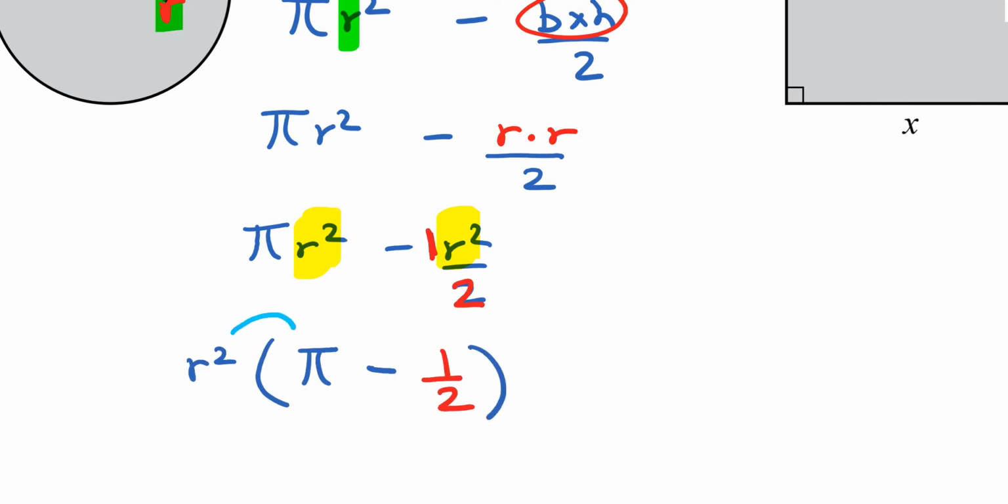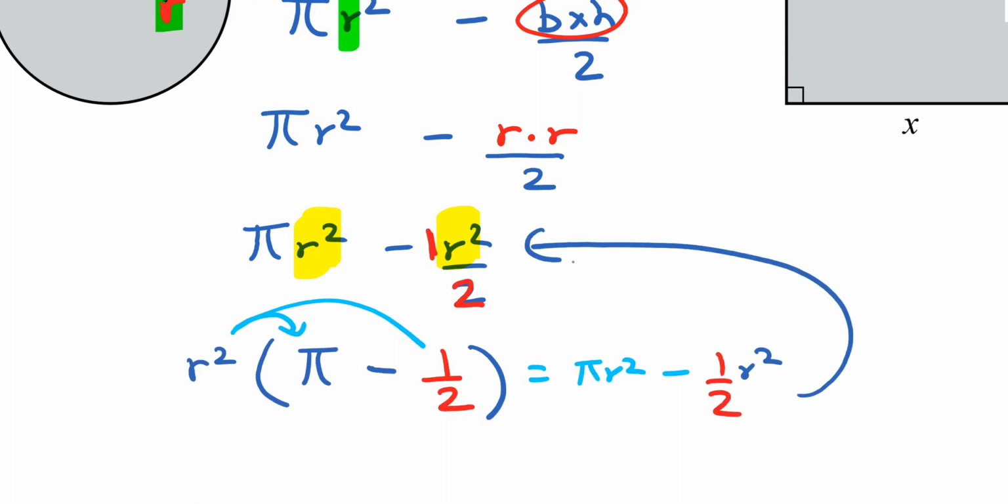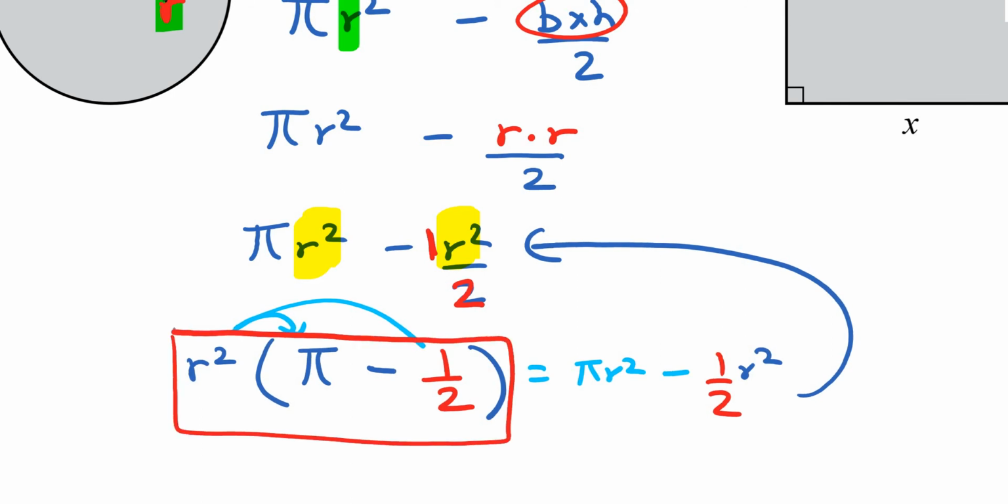And just remember, if you distribute this through, you do get pi r squared minus 1/2 r squared, which is basically the same thing as that line right there, right? So this answer right here in the red box is your final answer.